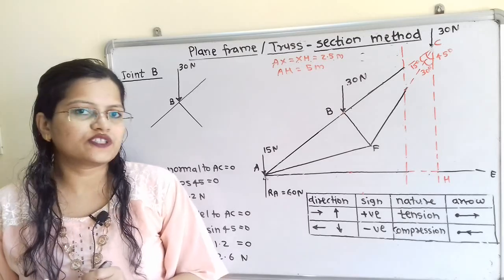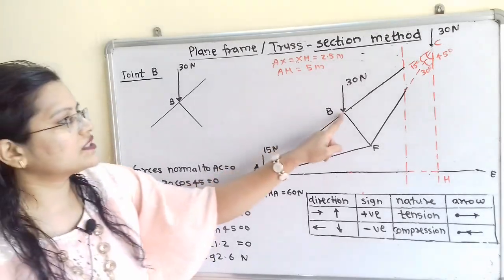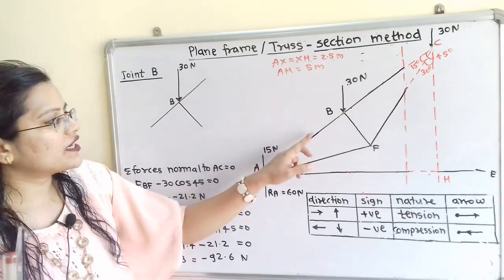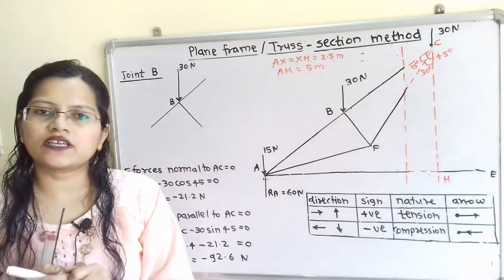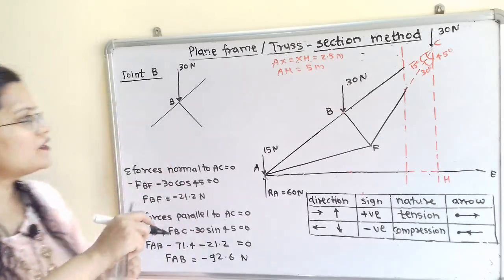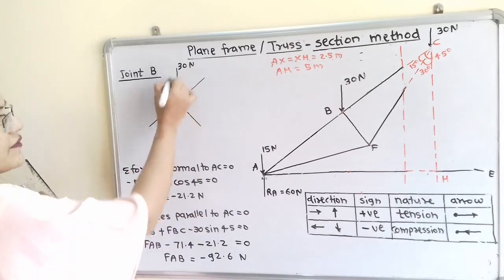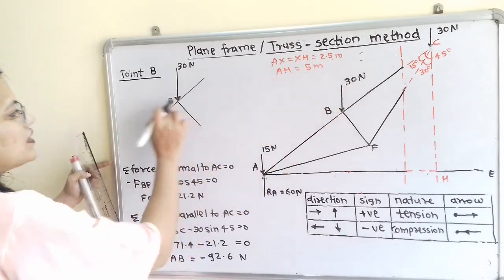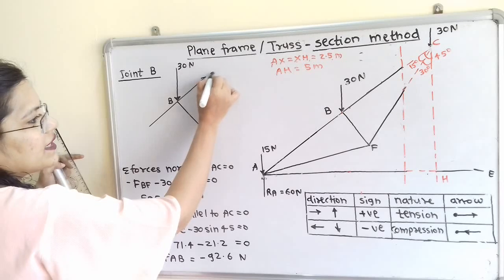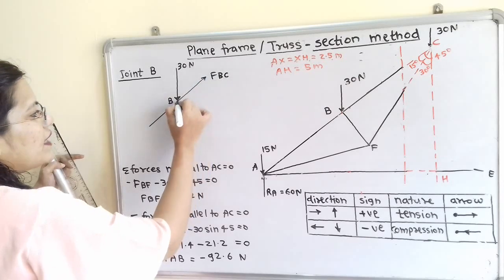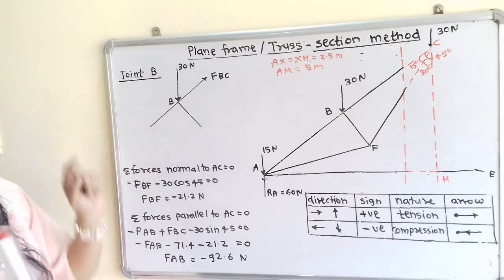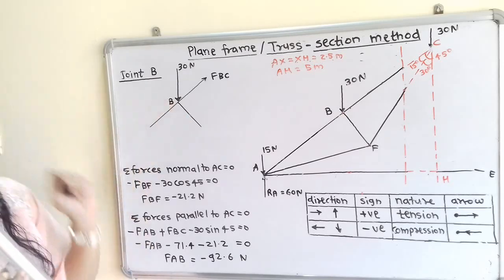If we observe the joint B, then the force in one member BC is calculated. So there are only two unknown forces in the other two members, so we can apply the joint method. So we will show here the joint B. We will show 30 Newton force in downward direction as it is. Then here is the member FBC. We have to show the direction of forces in all the members in the outward direction from the joint B.